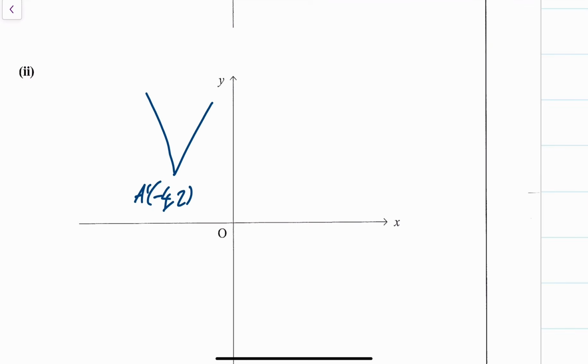And there we are. Use a ruler. Don't do as I do, do as I say. So that's f of minus x. There we go.